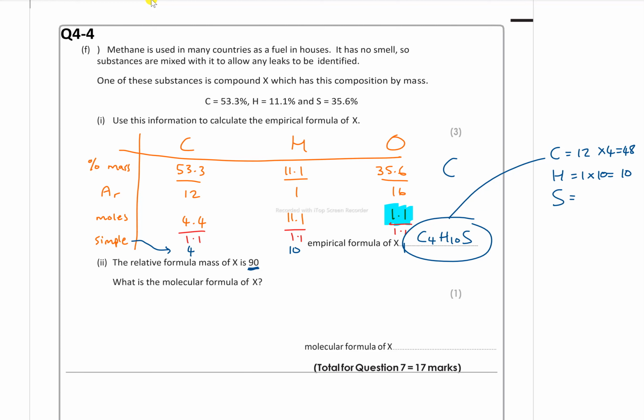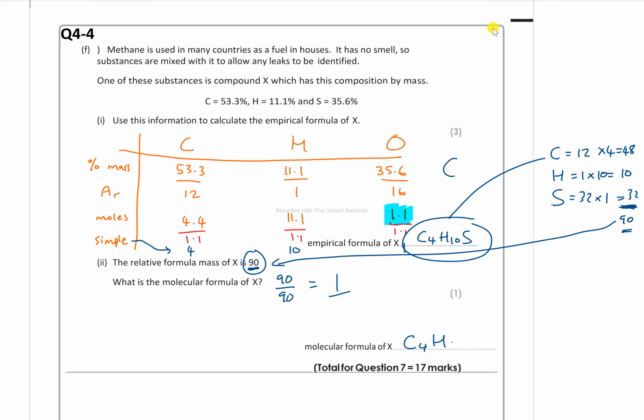And then I've got sulfur. Sulfur is, what was this? 32. Let me just check. It's 32, so you've got 32 times, there's only 1, so that's 32. If I add all these together, I get 48, 58, 68, 78, 88, 89, and 90. Now, because these two numbers are the same, I know if I did this 90 divided by that number, I get 1. Don't worry about this, it'll come up again anyway. So my molecular formula is C4H10S, it doesn't change.